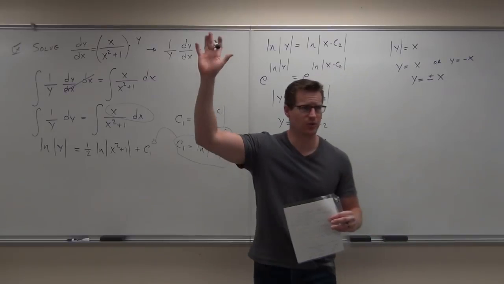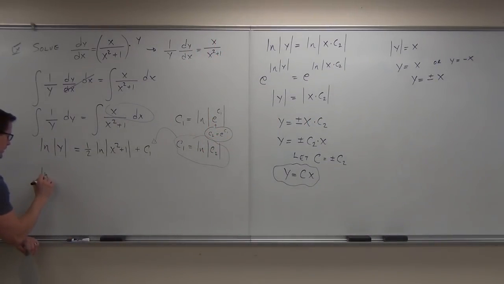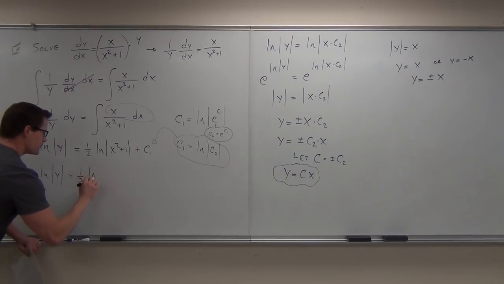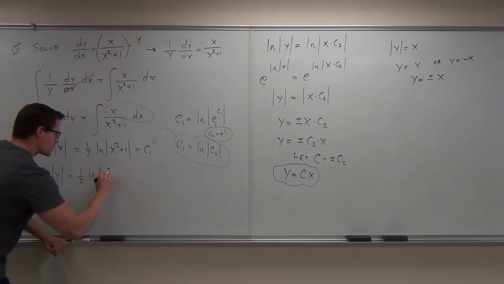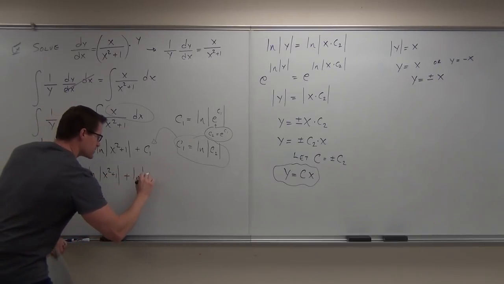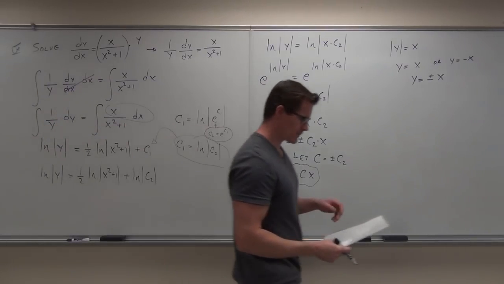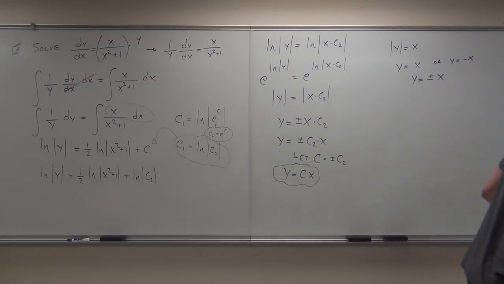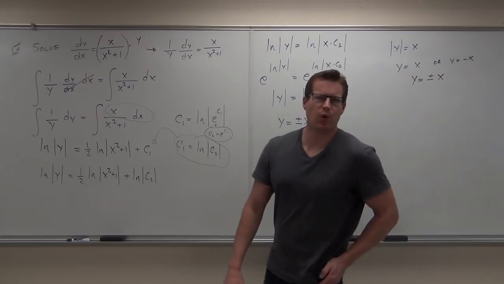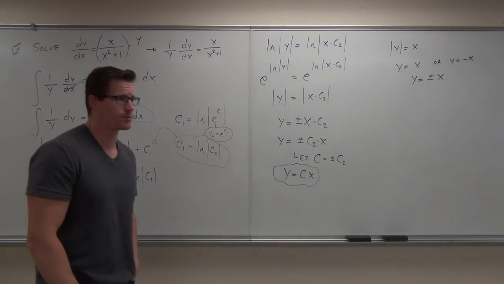Show of hands if that made a little bit more sense that time. Okay. So ln absolute value of y equals 1/2 ln absolute value of x squared plus 1 plus ln absolute value of c sub 2. Perfect. Now, there's one thing you've got to know about combining logarithms and the order in which you do it. It's very important that you get this order. I know from your first test, some of you don't have this order down.